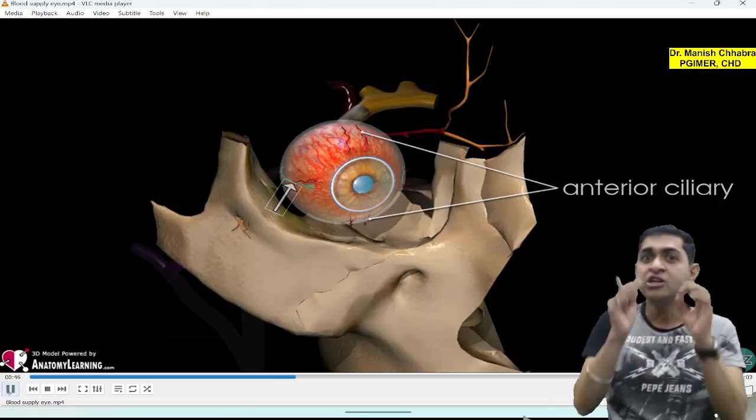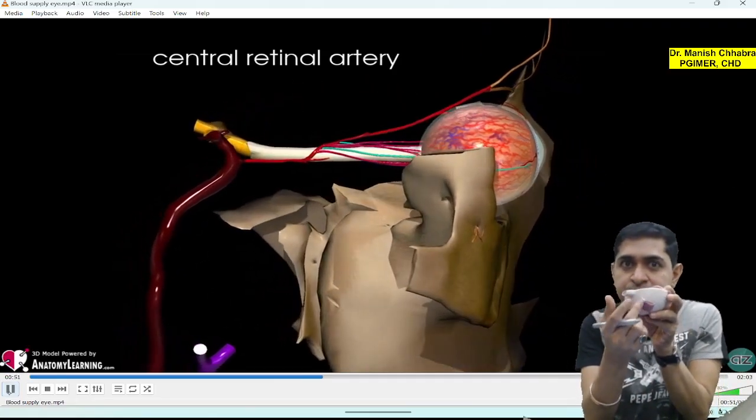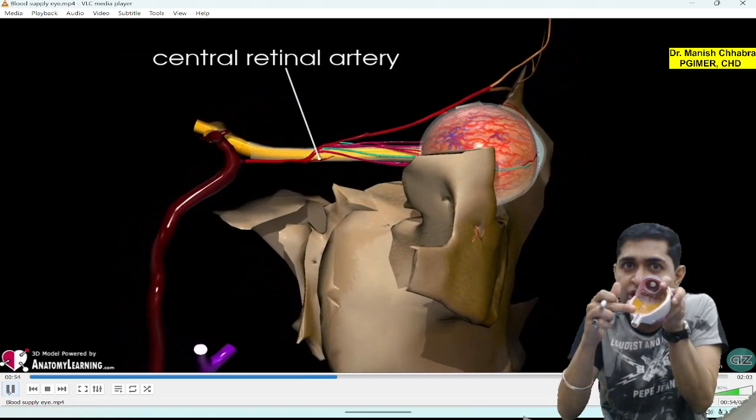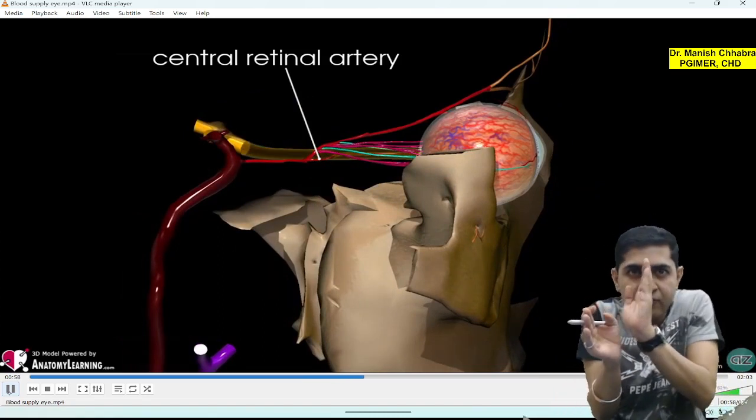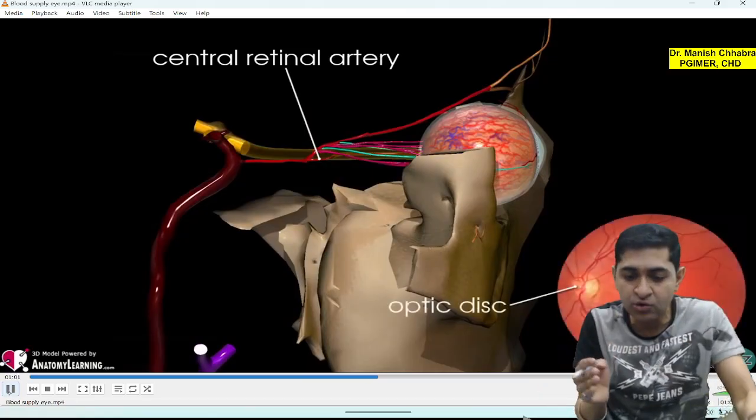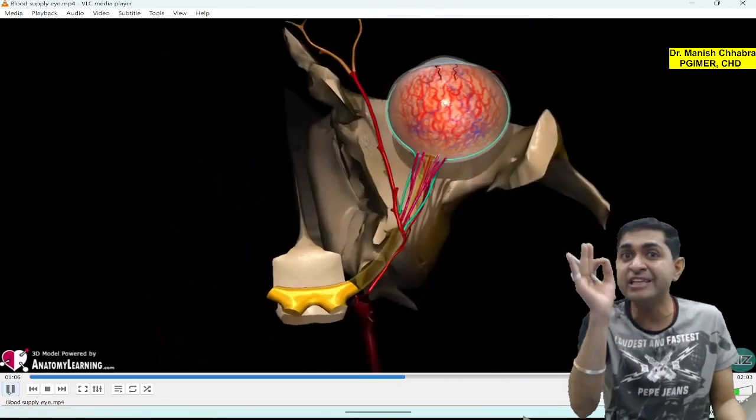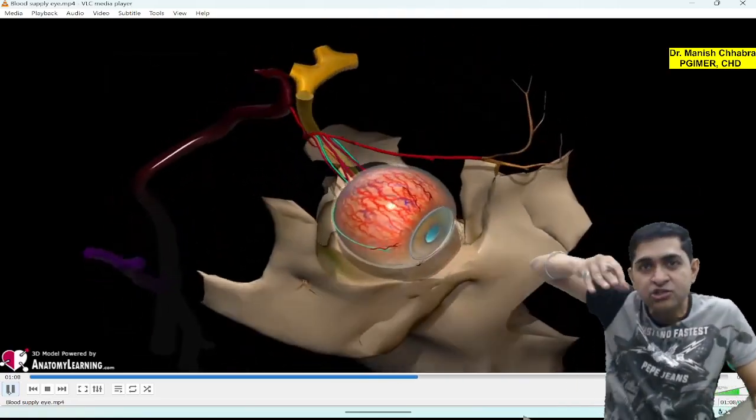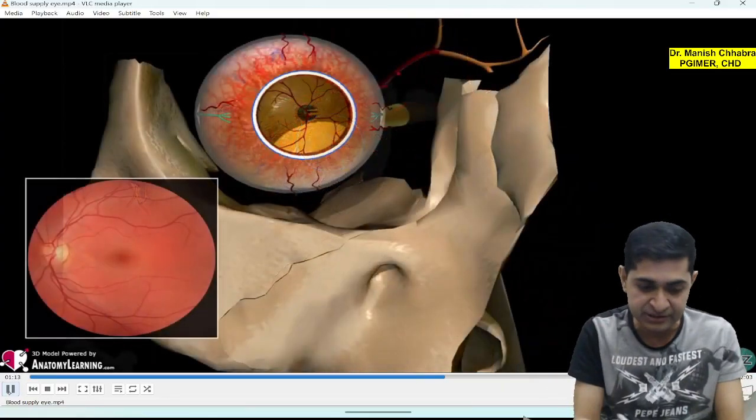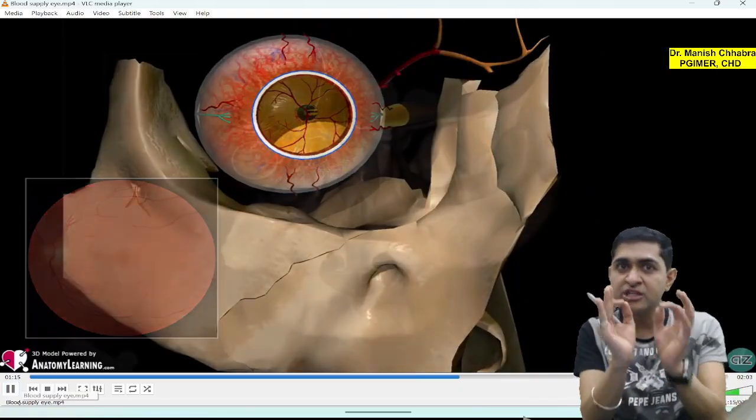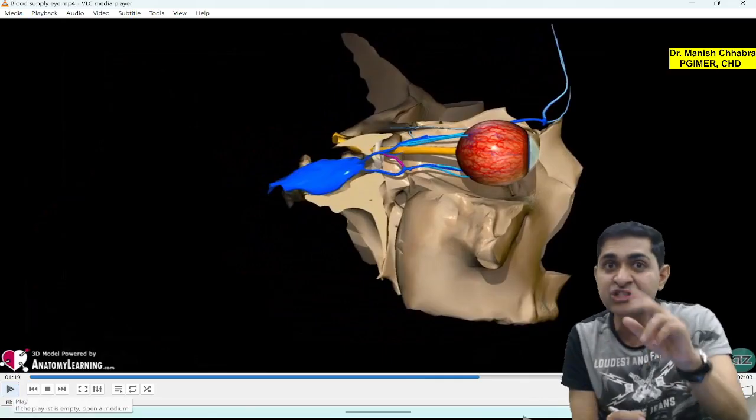So let's revise. One was your short posterior ciliary arteries, which were piercing the sclera and going to enter into the choroid. Another was your long posterior ciliary artery, one on the nasal side, one on the temporal side. They are going to the root of the iris. And third is your 7 anterior ciliary arteries, 2 from superior rectus, 2 from inferior, 2 from medial, and 1 from lateral rectus. Okay, all right. So this is your blood supply of uvea. Now coming over to the venous drainage.